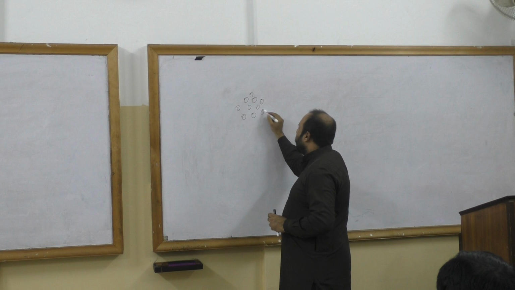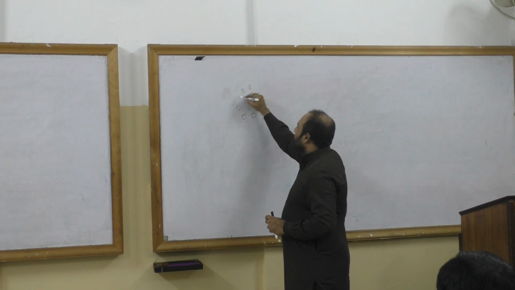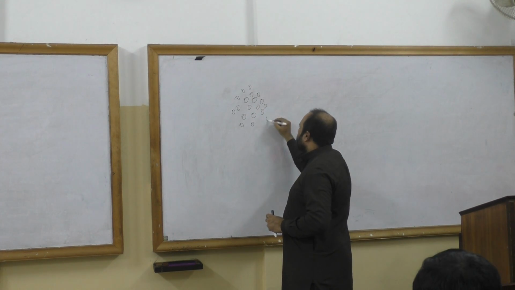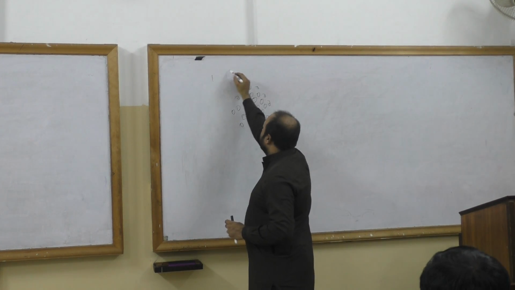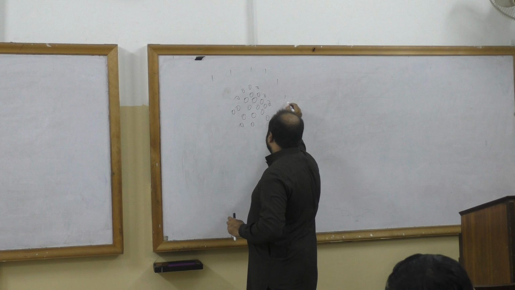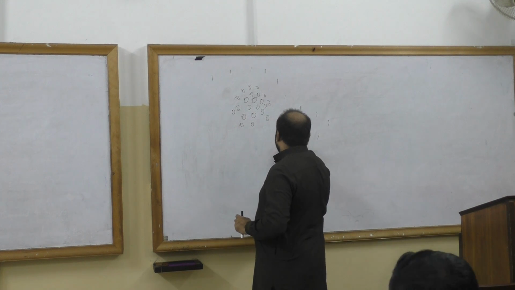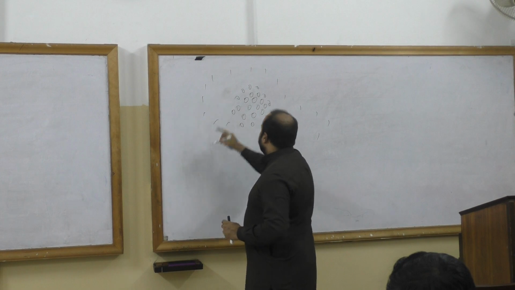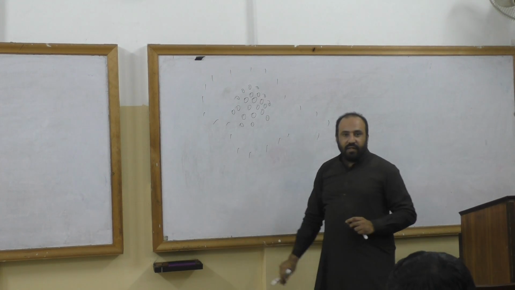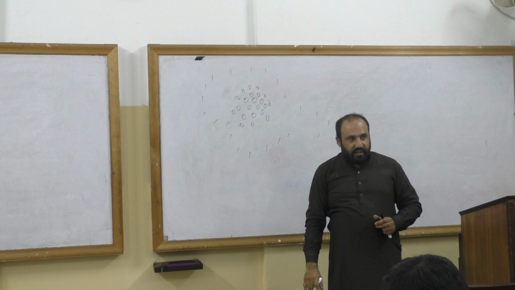I'm introducing a binary classification problem to you. What are the points just in time? These are all ones and these are zeros. That's it. That's a binary classification problem.